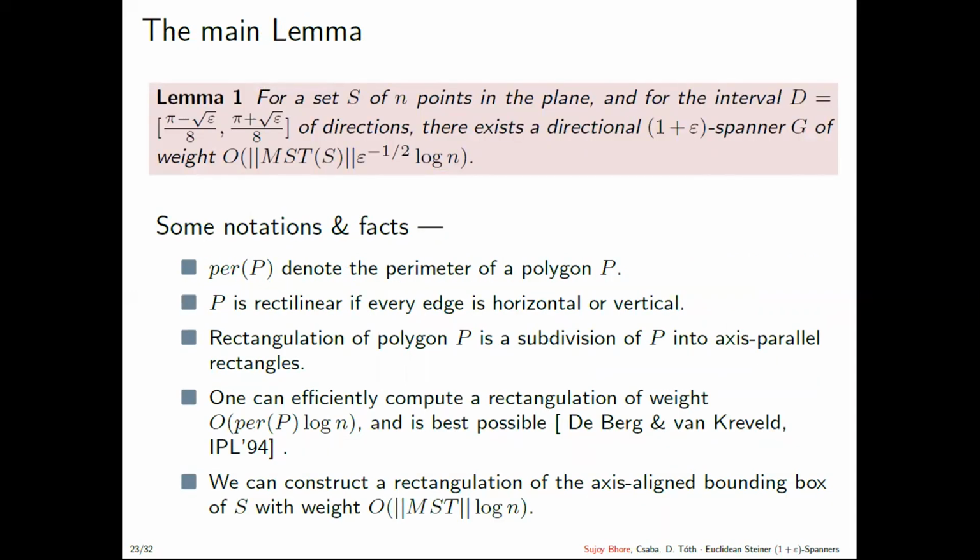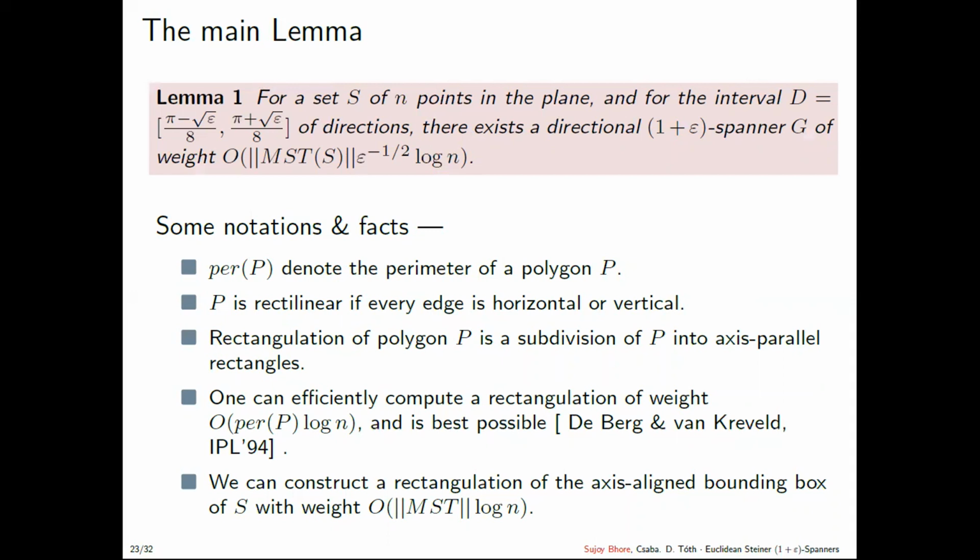Now this is our main lemma, where we prove that for a set S of endpoints in the plane and for the interval D that is within a range of π − √ε/8 to π + √ε/8 of directions, there exists a directional 1+ε spanner G of weight, that is the weight of the minimum spanning tree MST on S, times ε^(−1/2) times log n. We need some notations in order to proceed with this.